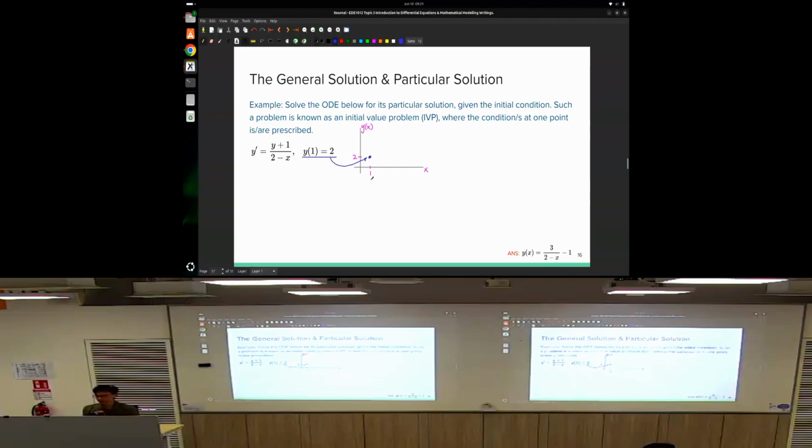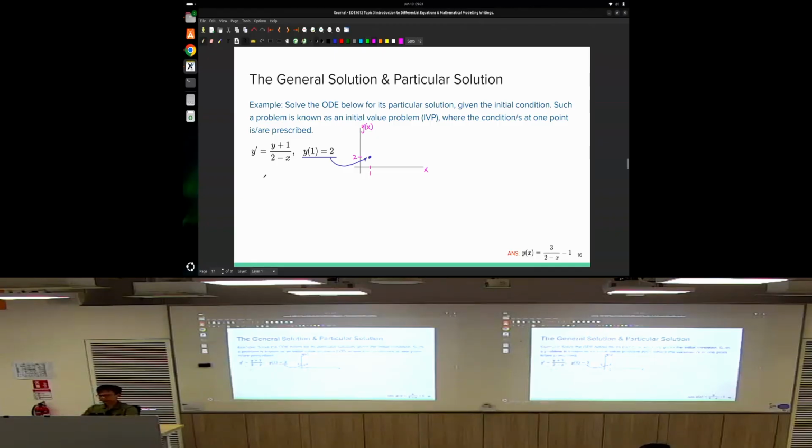So later on you will see that in the general solution, you can actually vary the constant to get different curves. But because of this initial condition that you must satisfy, that will lock the so-called family of curves onto this point. So much so that you only get one unique particular solution. So let's try to solve this now together.